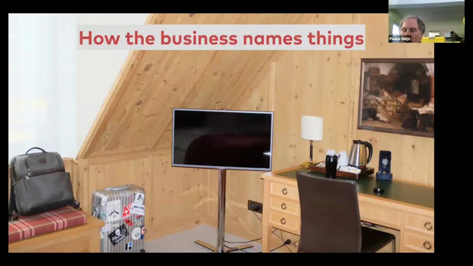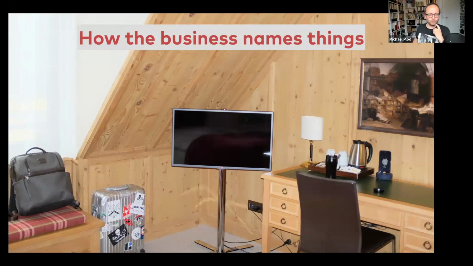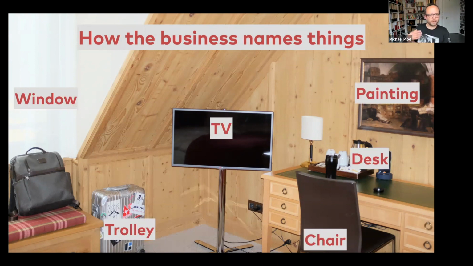Let's take a look at that simple example here. So here we have a hotel room. I think that was a hotel in Switzerland, where I had a customer workshop or something like that, and I took that photo. And how would the business name these things in the hotel room? We would have a window, a TV, a trolley, a painting, a desk, and a chair.